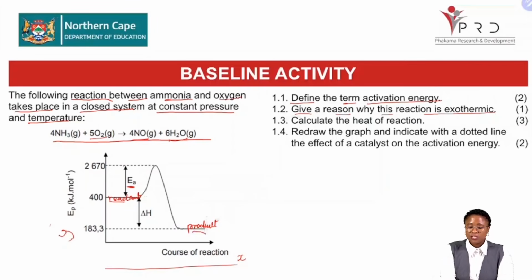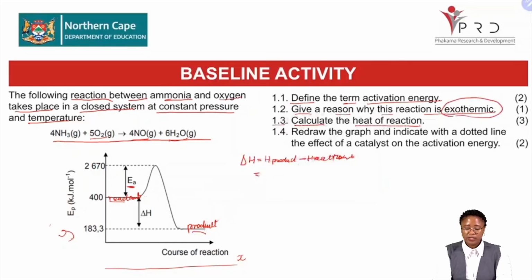All right, let's quickly move on to 1.3. It says to us, calculate the heat of the reaction. This is where we are getting now. Now we are going to prove that this is actually an exothermic reaction. How do we calculate the heat of the reaction? Remember, we use the formula: change in enthalpy is equal to the energy of the product minus the energy of the reactant.